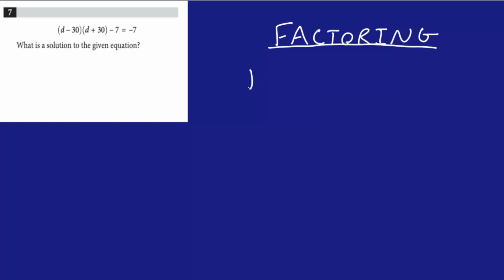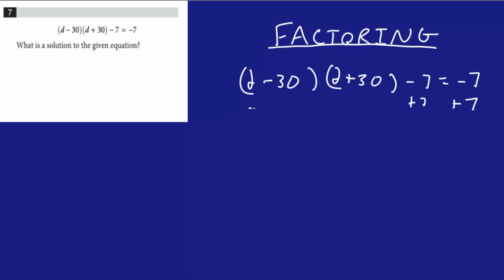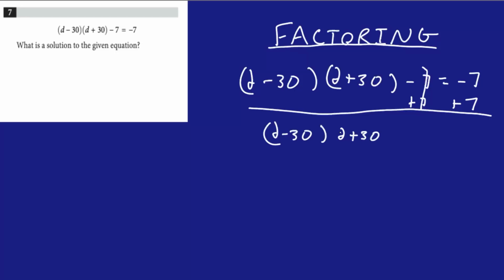So we have this equation, (d minus 30)(d plus 30) minus 7 equals negative 7. So the first thing you should do here is add the 7 over to the other side. The reason I knew to do that was because if I add the 7, it'll make the other side 0. And when you're dealing with quadratics, you always want it to be 0. So let's do that. You add the 7 over, and those will cancel, and then you're left with (d minus 30)(d plus 30) equals 0.